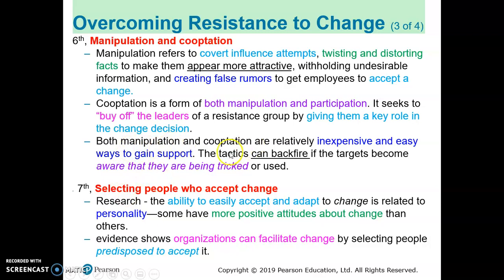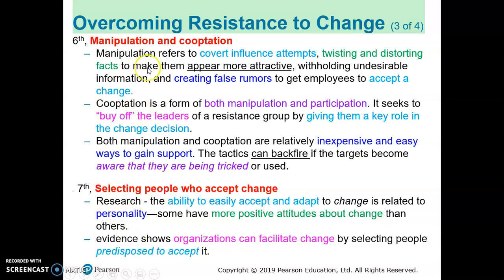Both manipulation and cooptation are relatively inexpensive. That means they're easy, and it's not so expensive to gain support. This tactic, however, can backfire if the target becomes aware. That means if the leaders become aware that they are being tricked, used, or manipulated, this can backfire, whether using cooptation or manipulation.